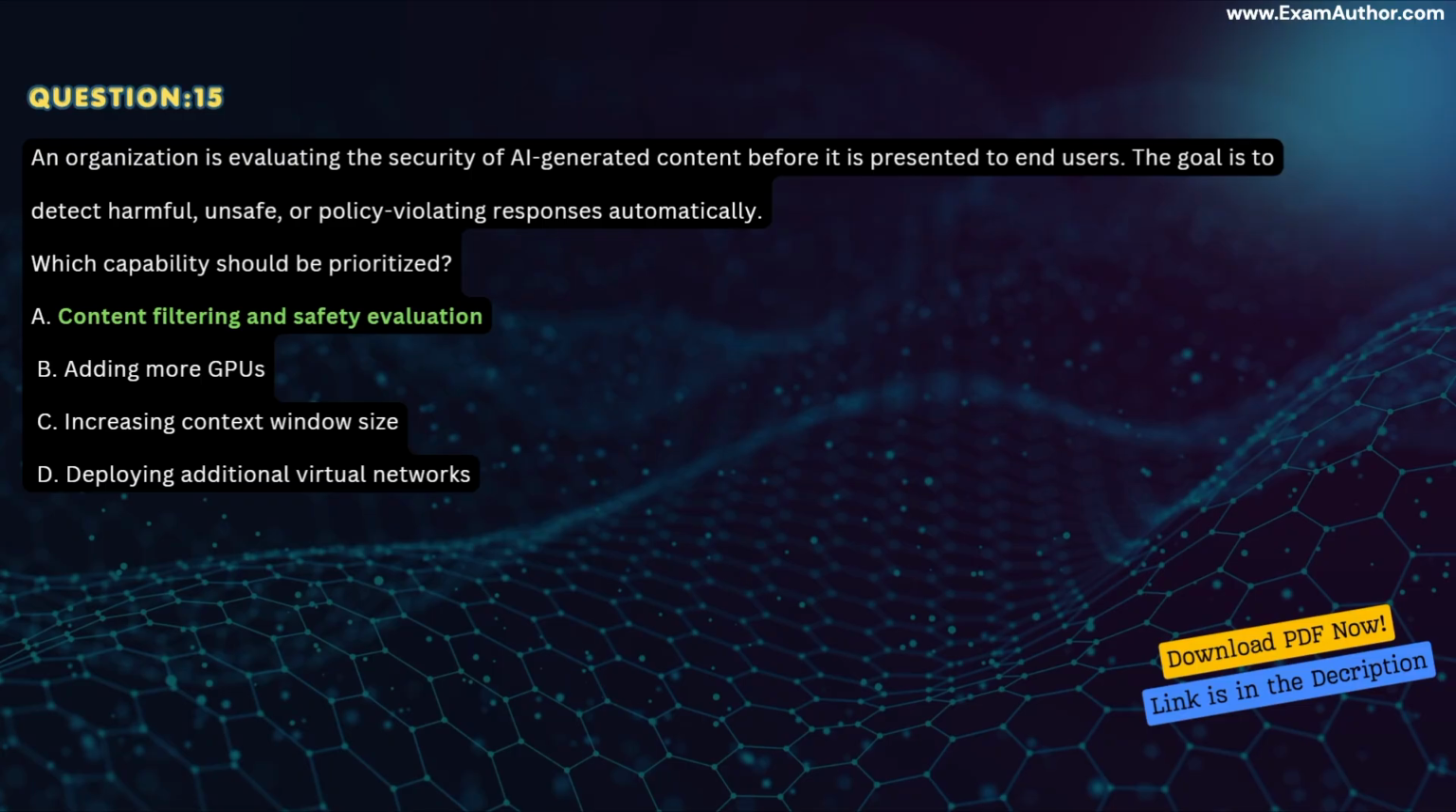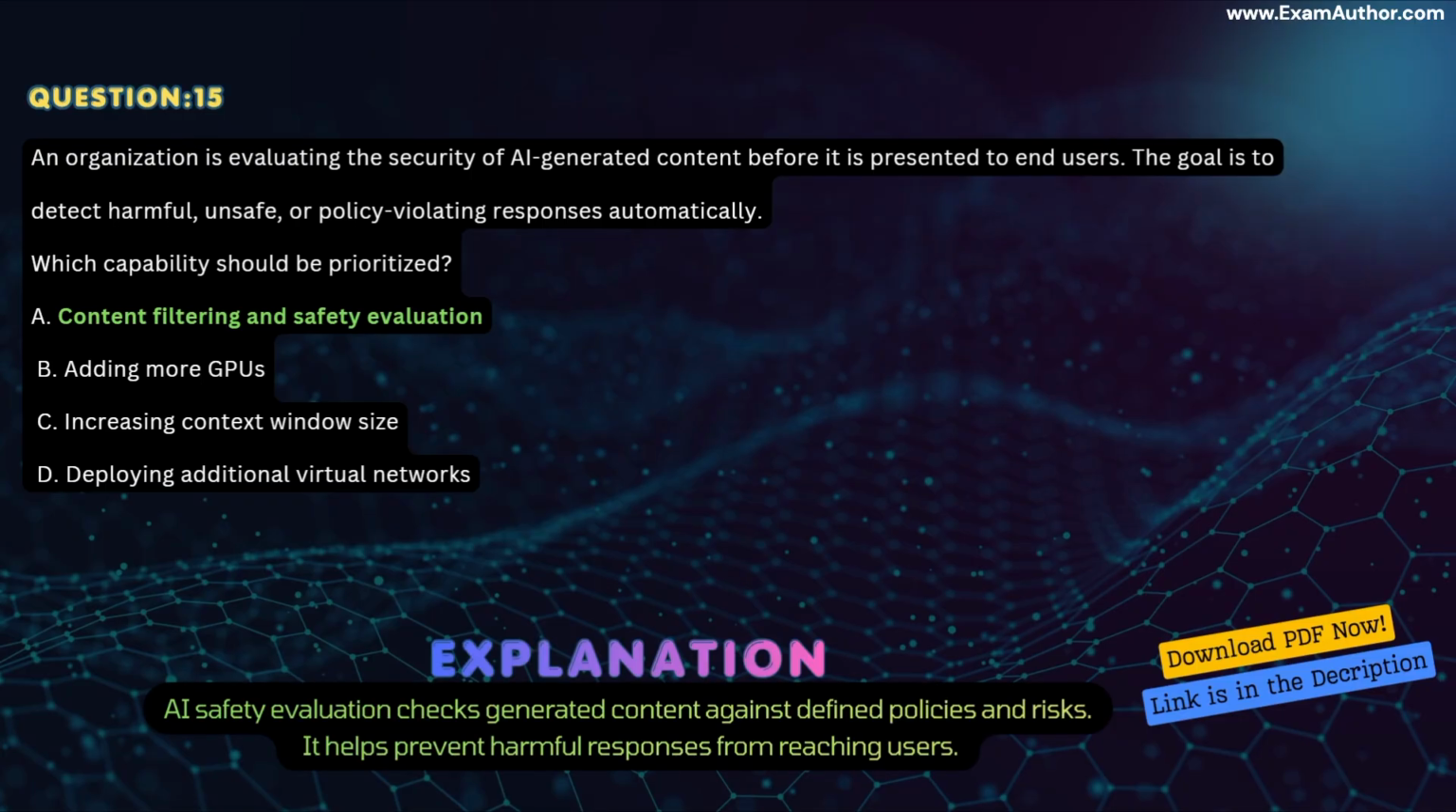Correct answer, A. Content filtering and safety evaluation. Explanation. AI safety evaluation checks generated content against defined policies and risks. It helps prevent harmful responses from reaching users.